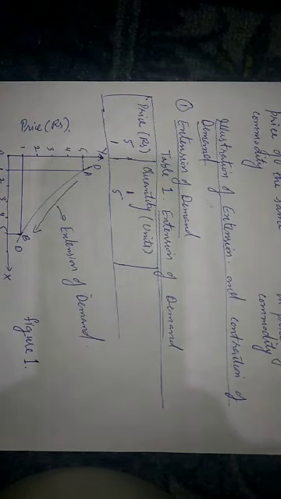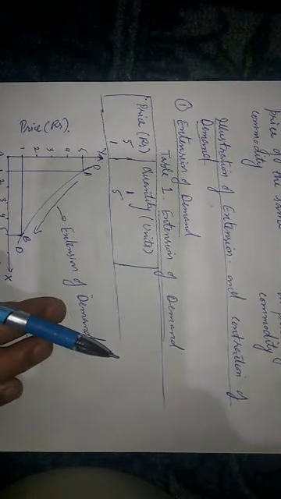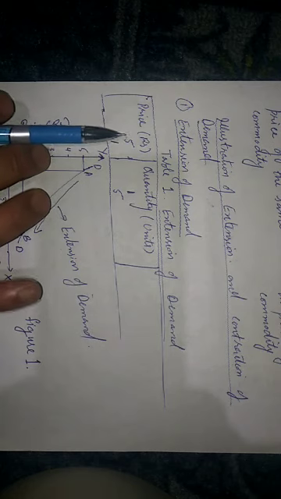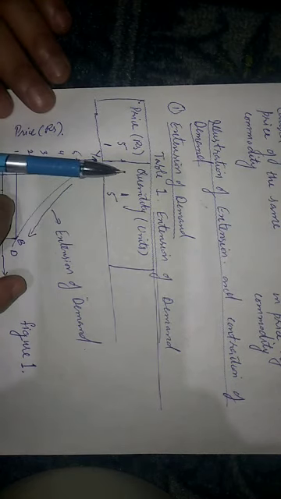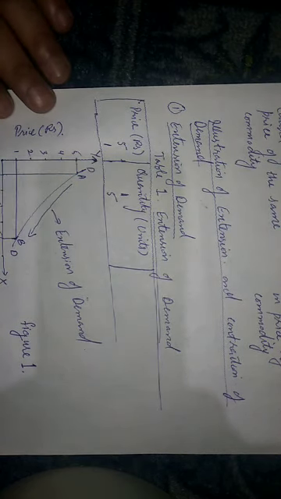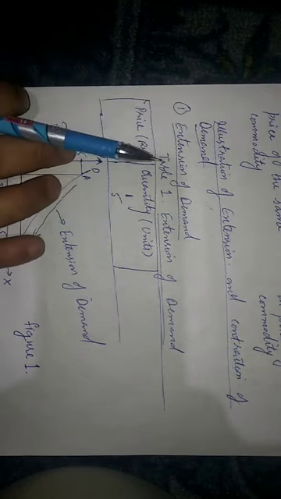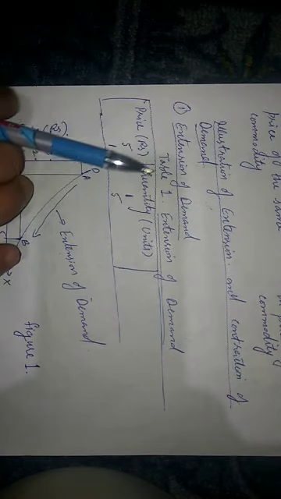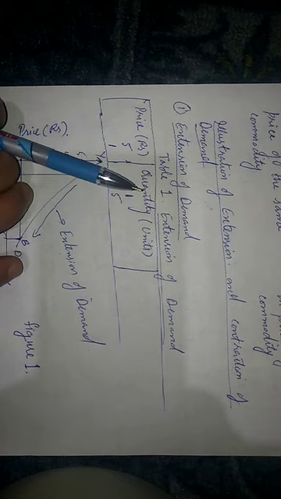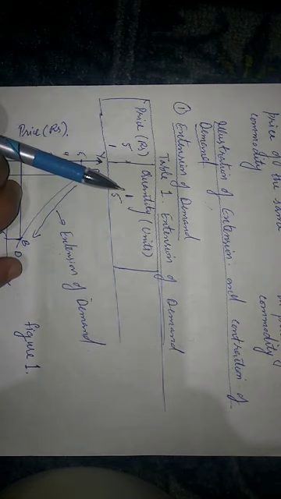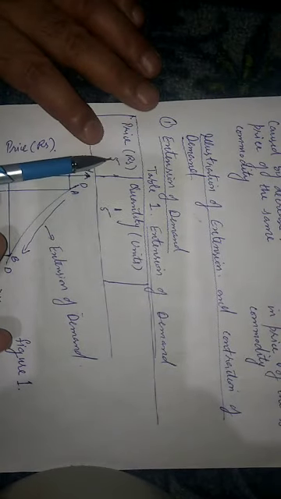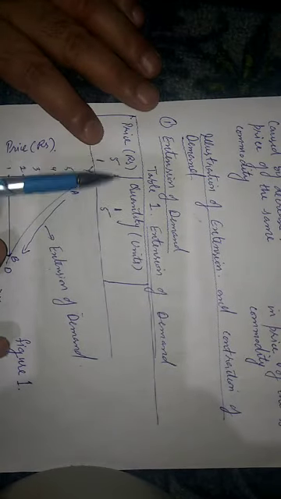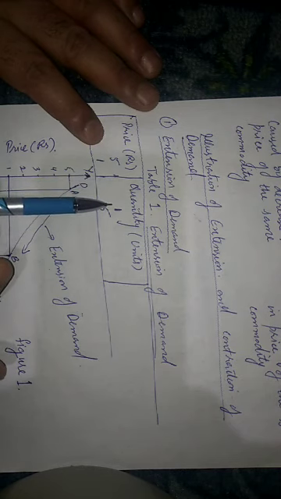If you see in this table, this is a table for the extension of demand. I have already told you what extension of demand is: other things being equal, when with a fall in price, quantity demanded of a commodity rises, it's called extension of demand. It's also shown in the table. When the price of a commodity is rupees 5 per unit, the quantity demanded is 1 unit.